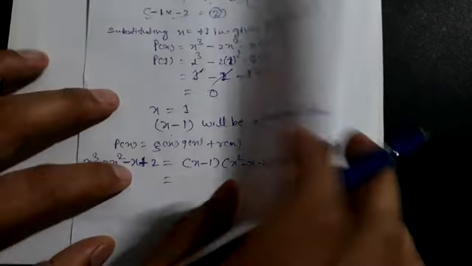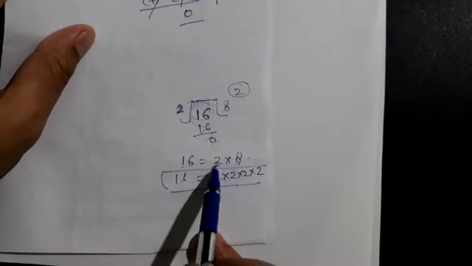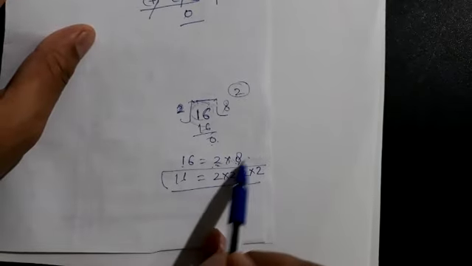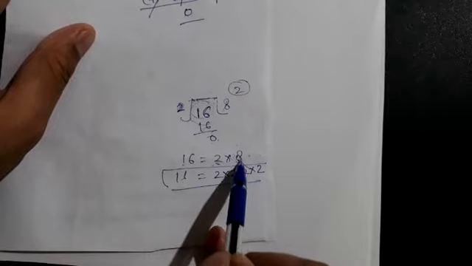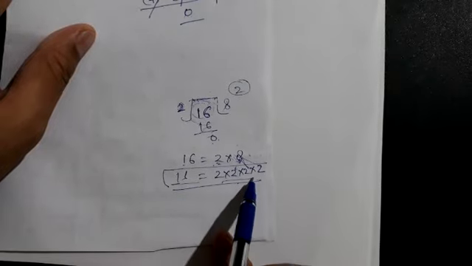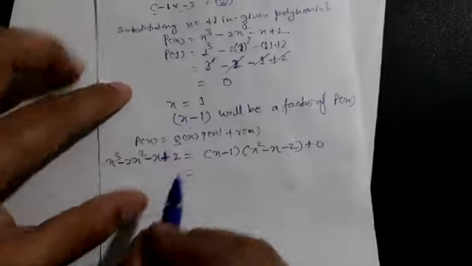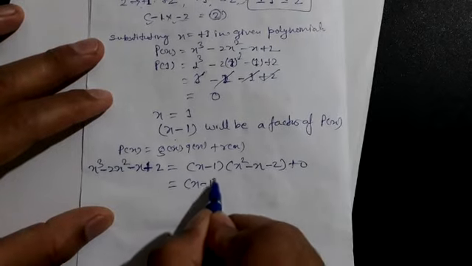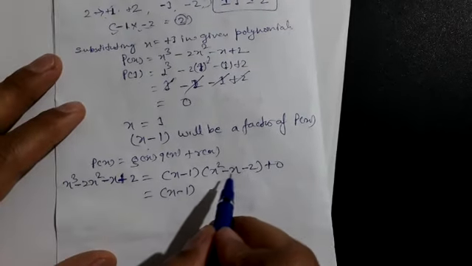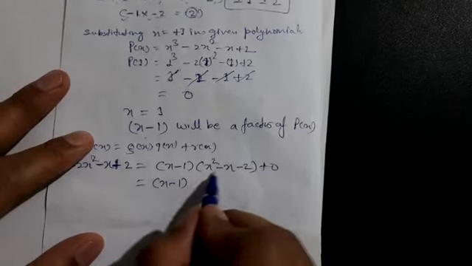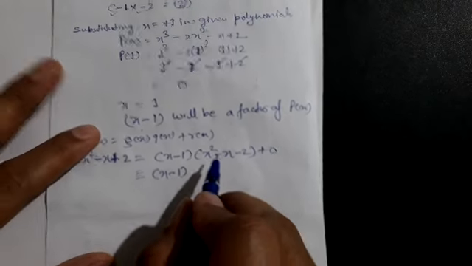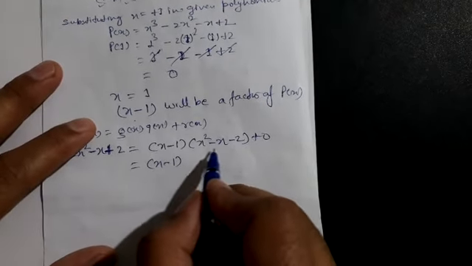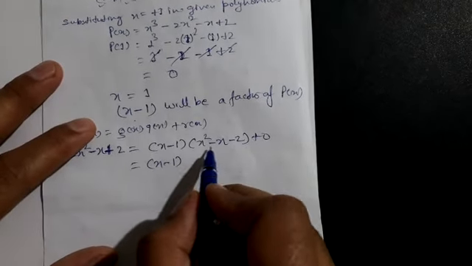The situation is like this: 16 can be written as 2 into 8, and again you have to find the prime factors of 8. So 8 can be written as 2 into 2 into 2, and the total prime factors of 16 will be this. So x minus 1 stays as it is. Now we have to find the factors of this quadratic polynomial. This is not an equation, this is a polynomial. So how will you find the factors of this quadratic polynomial?